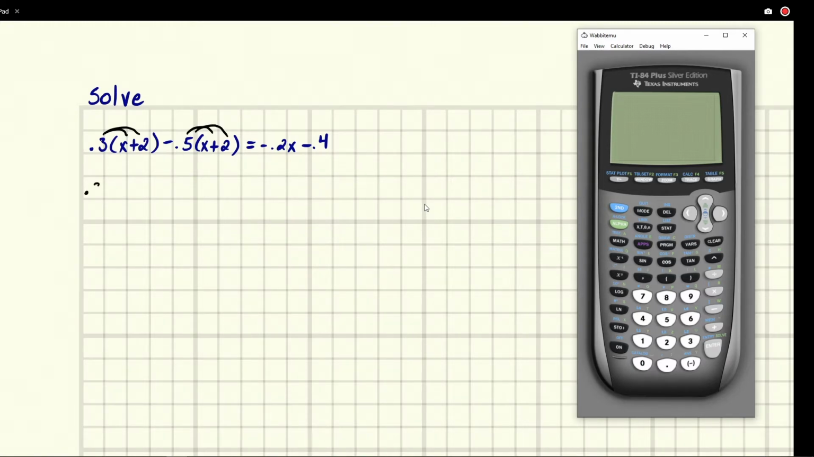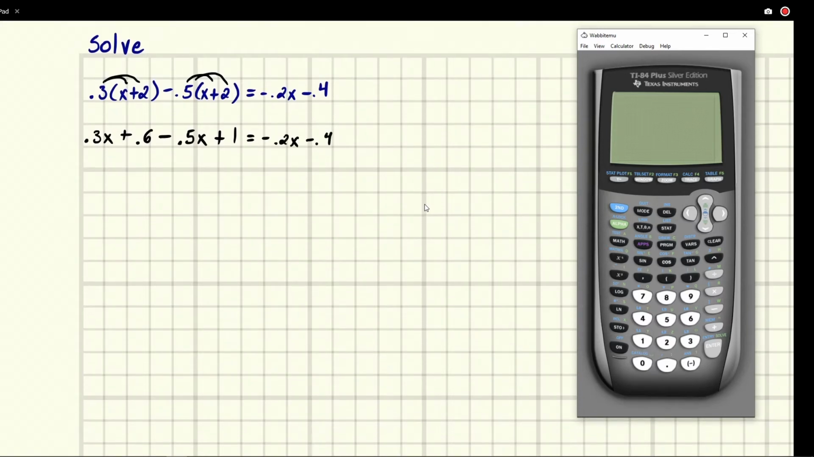When we do that, we're going to get 0.3x, and then 3 times 2 is 6, so we're going to get positive 6, and then we have one decimal point. It's been moved one spot, so we have 0.6 minus 0.5x, and then 5 times 2 is 10, so we have plus 10, and we have one decimal movement. So we're going to have a decimal right here, and so that's actually going to become just 1. And then this is going to equal negative 0.2x minus 0.4.